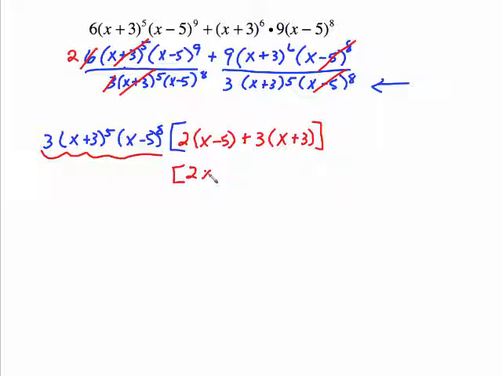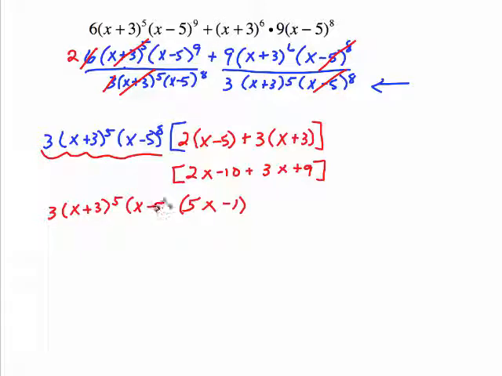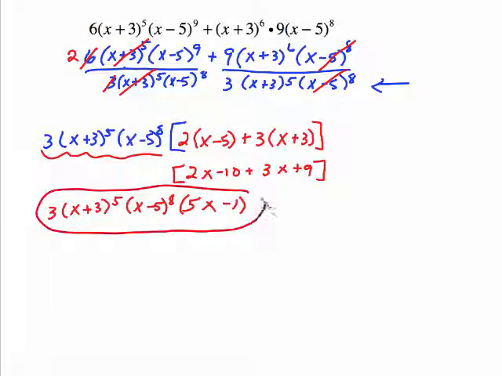Distribute your 2 is 2x minus 10. Distribute the 3 is 3x plus 9. So within that bracket, I can put my 2x plus 3x together to get 5x. Negative 10 plus 9 is negative 1. So that's that part. Now I can bring down this part: 3 times (x plus 3) to the 5th times (x minus 5) to the 8th. So this is my complete factorization of the original polynomial. And of course, what order you put this in doesn't matter.